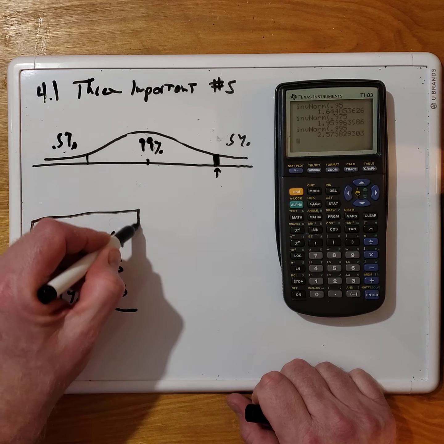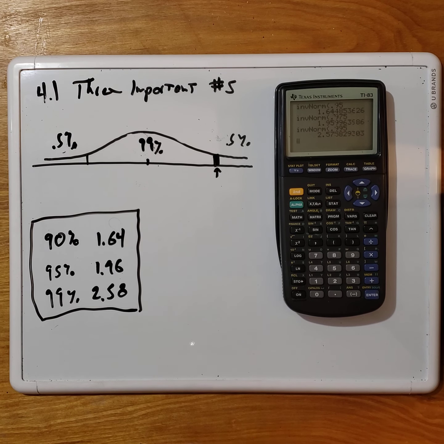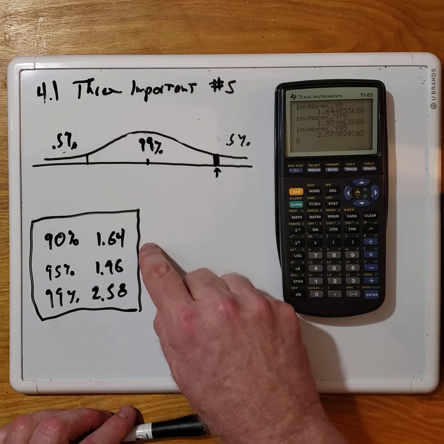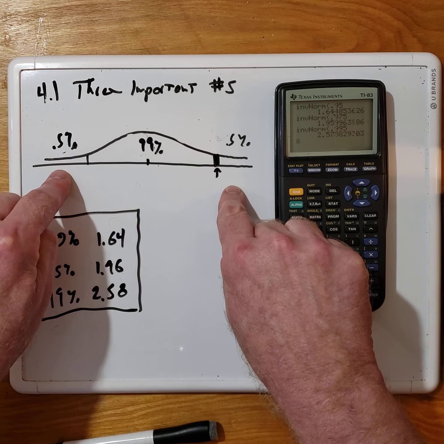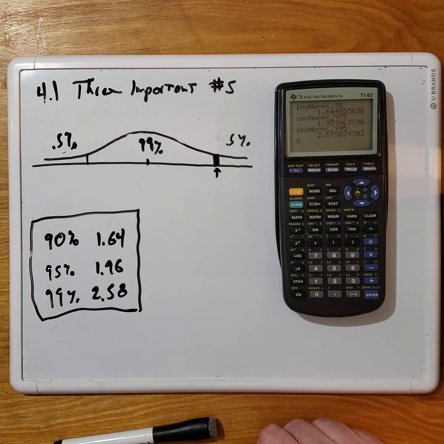So these are the numbers you need. For 90%, you need to remember 1.64, 95% is 1.96, and 99% is 2.58. And that means how many standard deviations do you need to go out from the mean in order to catch that percent of the population?